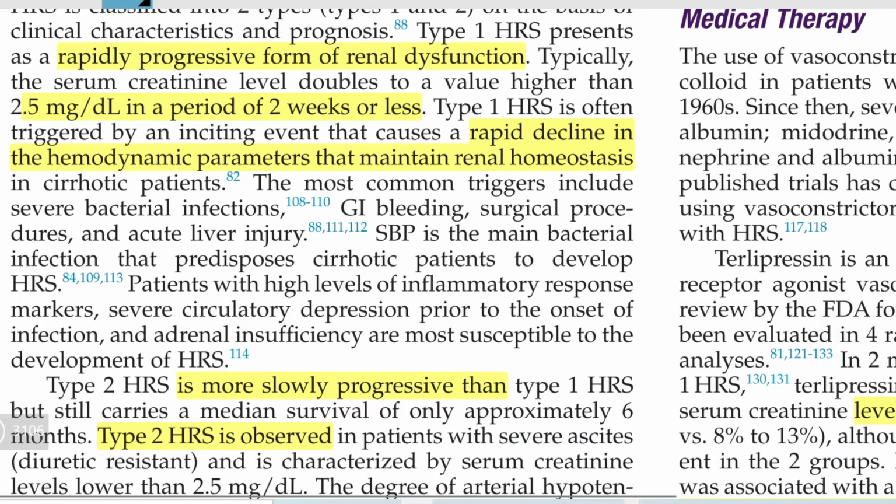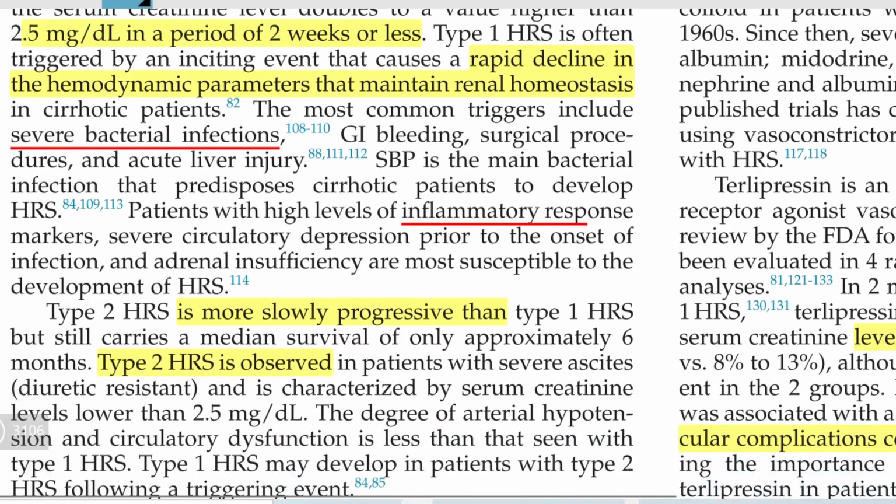The most common triggers include severe bacterial infections. GI bleeding, surgical procedures, and acute liver injury may also be common triggers. SBP is the main bacterial infection that predisposes cirrhotics to develop HRS. Patients with higher levels of inflammatory response markers, severe circulatory depression prior to the onset of infection, and adrenal insufficiency are most susceptible to the development of HRS.